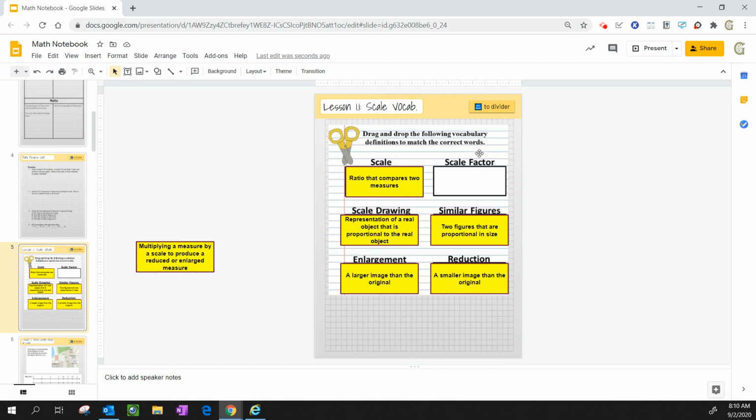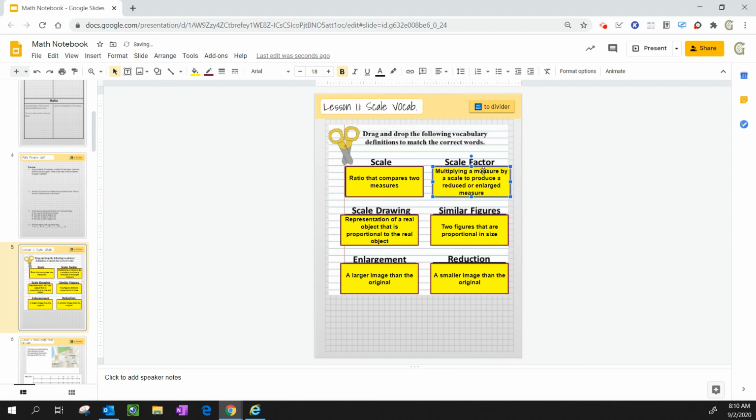And when we end up doing the math, we're going to use something called scale factor. And so that's really kind of taking the scale and using it in a certain way to multiply to make this either bigger, enlarged, or smaller, reduced picture. And that's the idea.